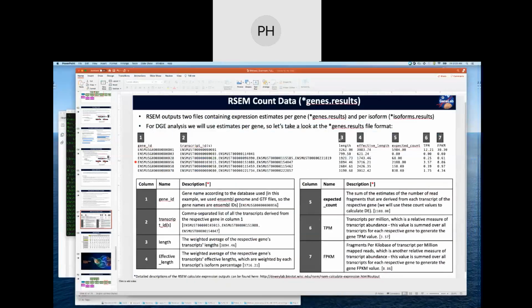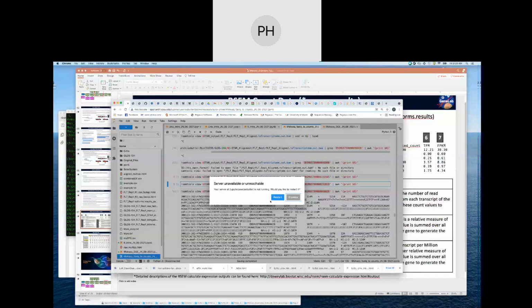And so let me show you how that length is calculated. Let's go back to GeneLab book.